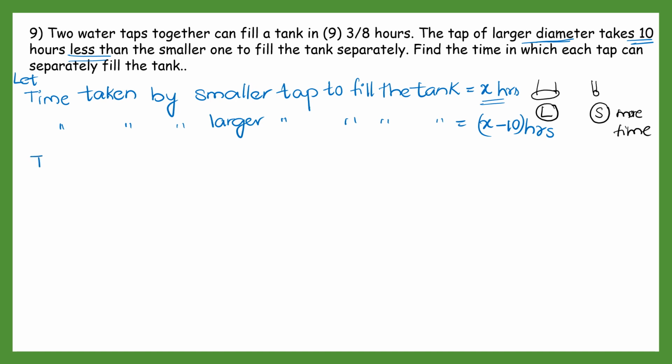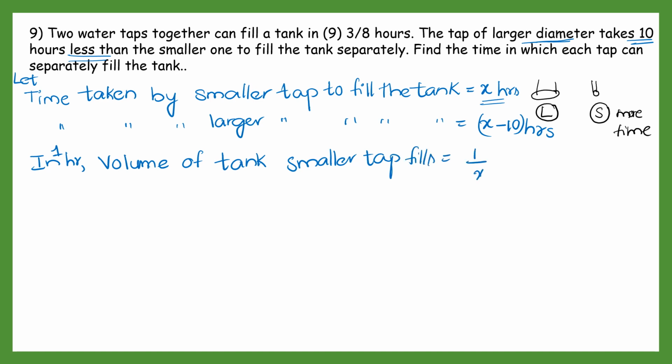So, in 1 hour, how much volume of tank can the smaller tap fill? Smaller tap fills 1 by X. If one full tank it will fill in X hours, in 1 hour it will fill 1 by X volume of the tank.